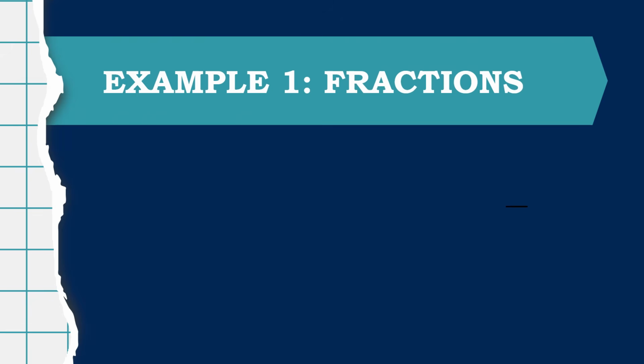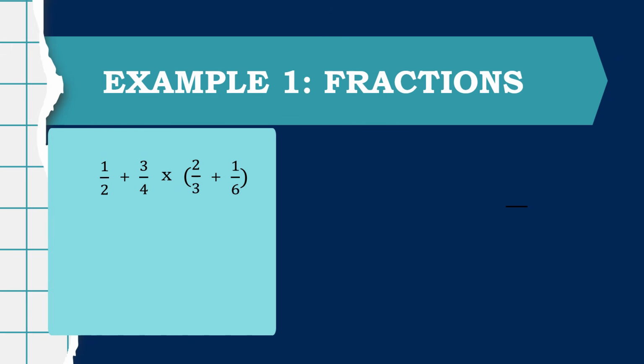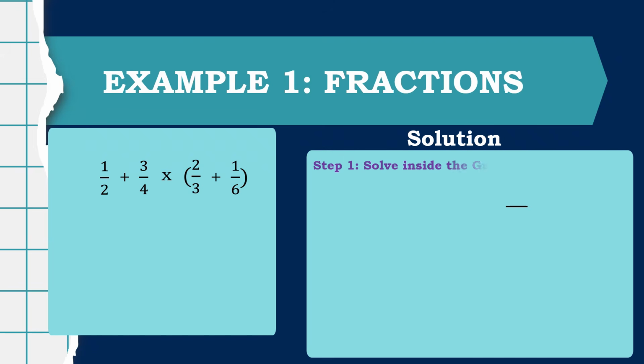Alright, let's dive into our first example. This is an expression with fractions. So 1/2 plus 3/4 times the quantity of 2/3 plus 1/6. First, we're going to solve inside the grouping symbol. So 2/3 plus 1/6. As we can see in our fractions, they are having different denominators. We call this dissimilar fractions.